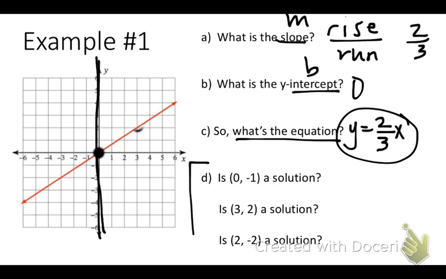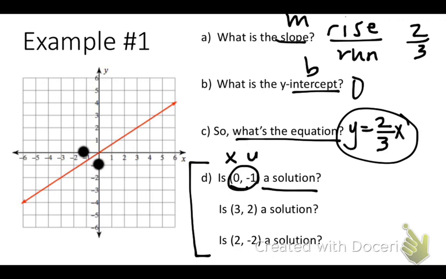Now, in terms of these bottom questions here, it says what is, and then it gives you a point, a solution. Meaning, is that point on the line? That's essentially what it's asking you. So is the point 0, -1 a solution? Students get confused with points like 0, -1 because they don't know if it's this point or that point. So my advice to you is remember x and y.